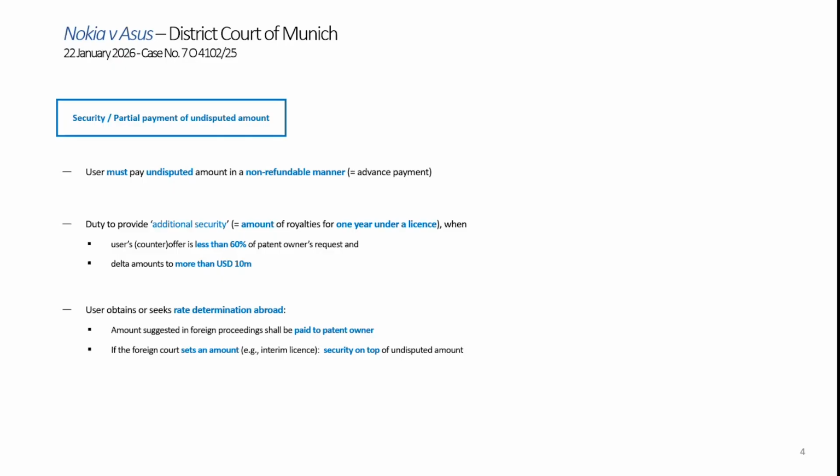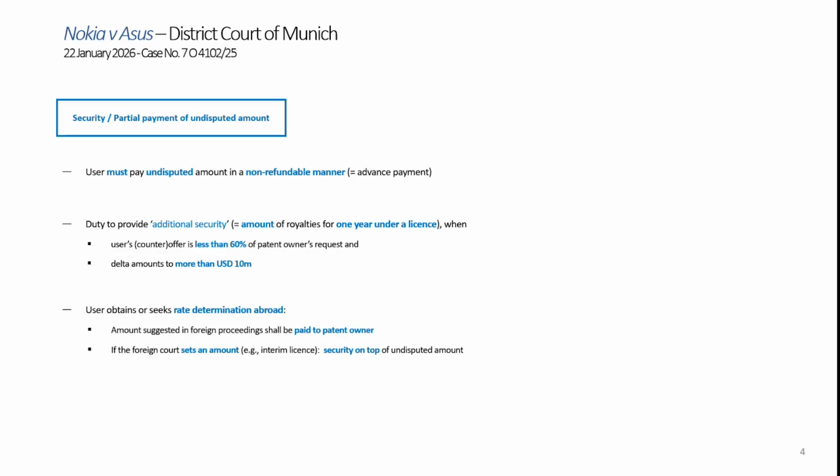the Munich District Court. So this is, again, something to keep in mind here, because this was something that was not fully met by Asus in the present proceedings. What the court also made clear is that if you, as an implementer, initiate proceedings abroad for a rate determination, these proceedings can have an impact on the amount that needs to be paid as an adequate security. In more detail, the court said the amount that the implementer suggests in the foreign proceedings shall be paid to the patent owner in a form of an advance payment.